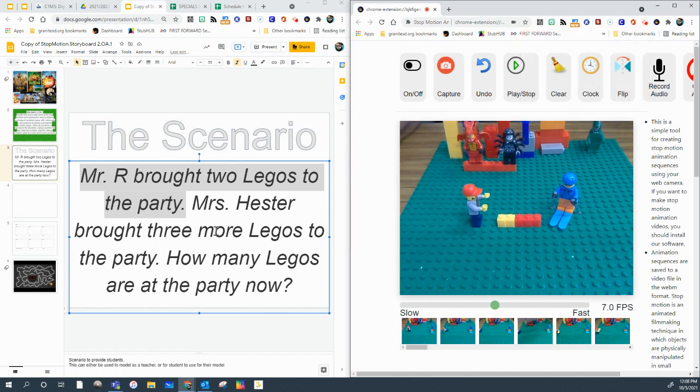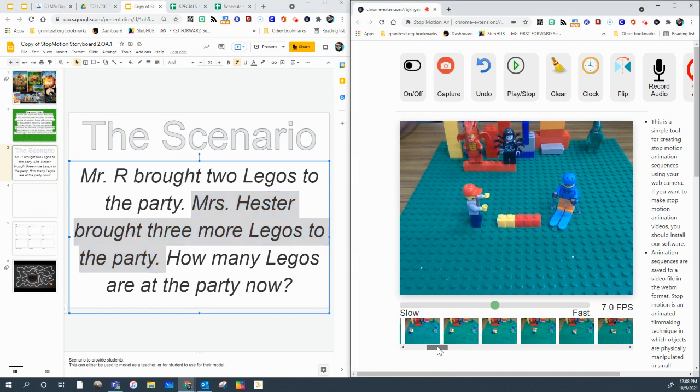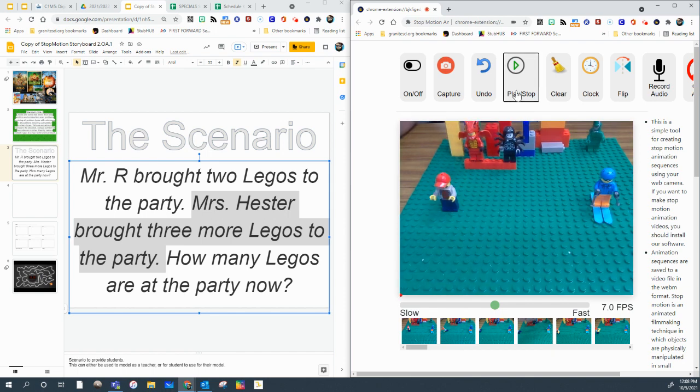Okay, so now I went ahead and I took all the pictures that I could to show that Miss Hester brought 3 more Legos to the party. So if you look, I added a whole bunch more pictures or frames to our animation, and that was me creating the effect of Mrs. Hester bringing these 3 more Legos. So let me hit play, and we'll play through the whole show.